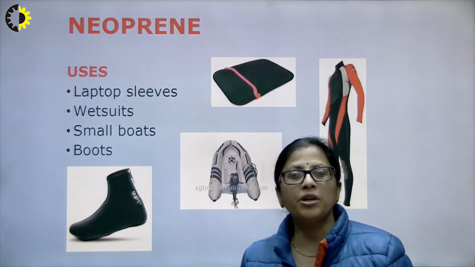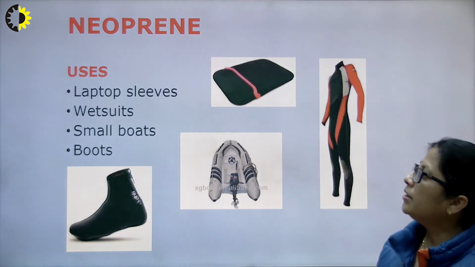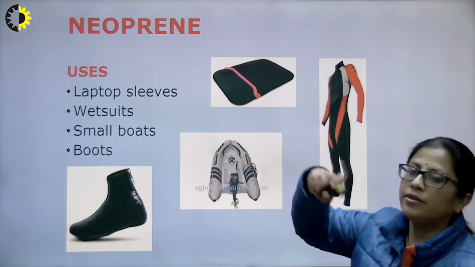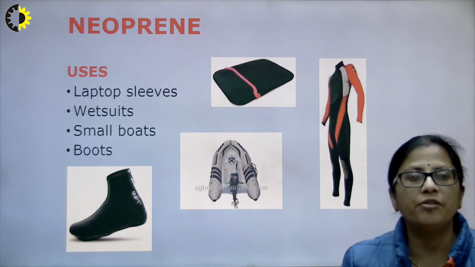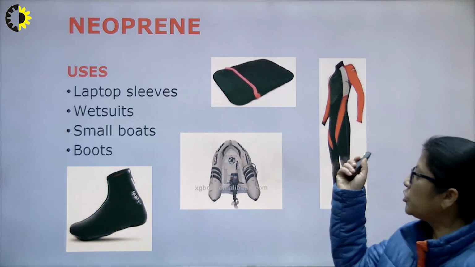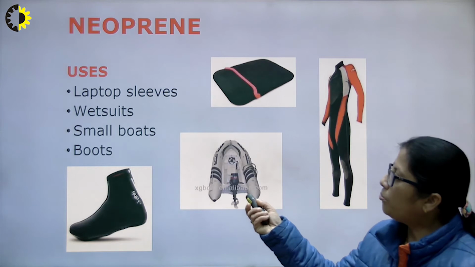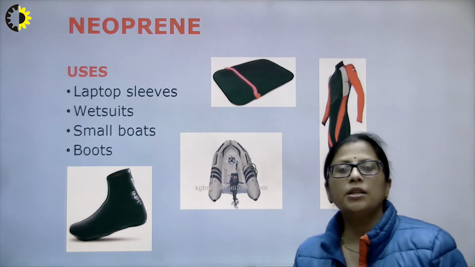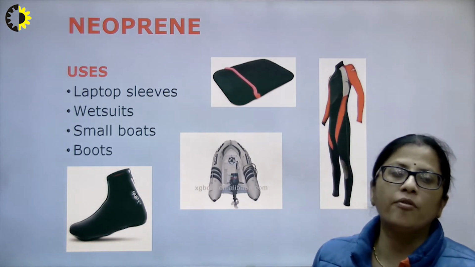So here I am showing different applications of neoprene. This is a laptop sleeve which is made up of neoprene rubber. Then the wetsuits, this is a small boat, and the boots, they all are made up of rubber.